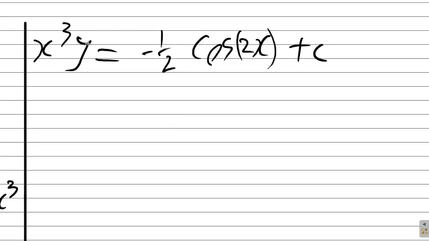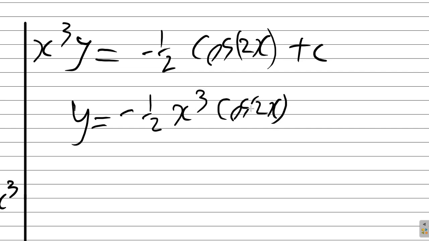So we can say, when we divide both sides by x cubed to make y the subject, y is equal to negative half cos 2x plus c, all divided by x cubed. So that's one way to put it. Alright? So this is our solution.